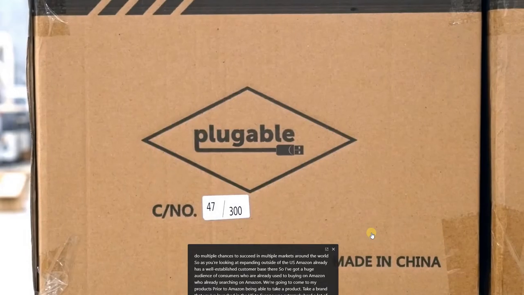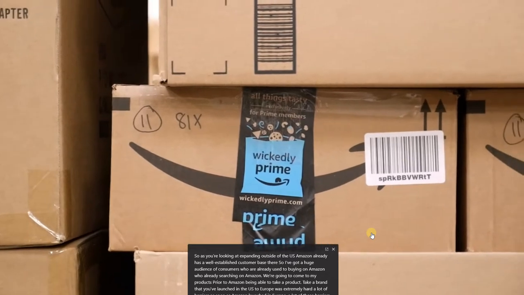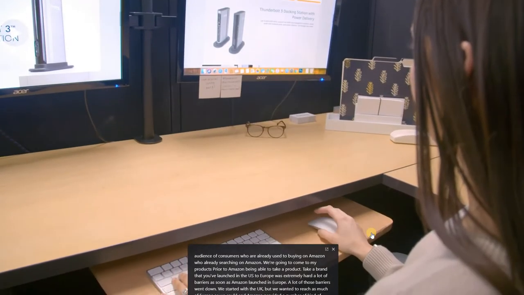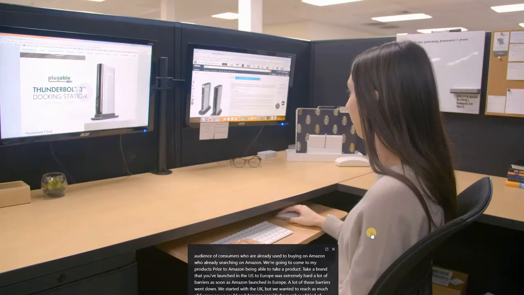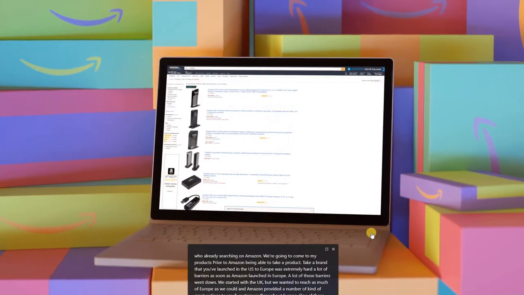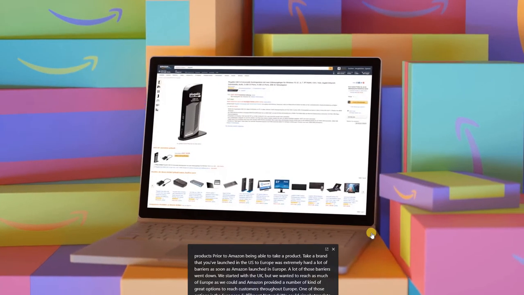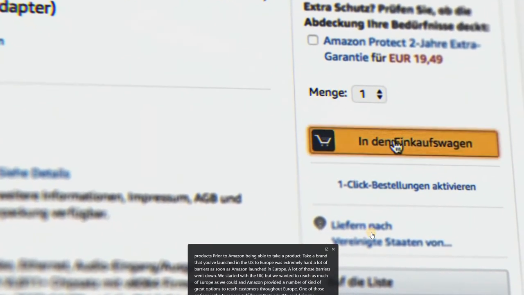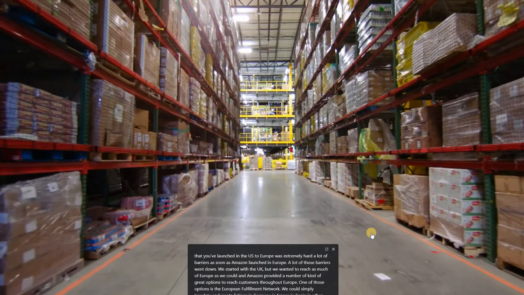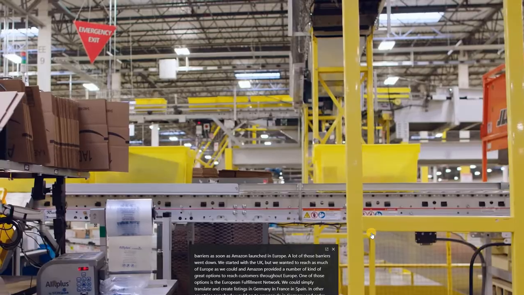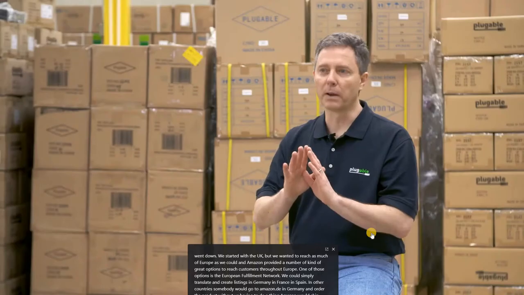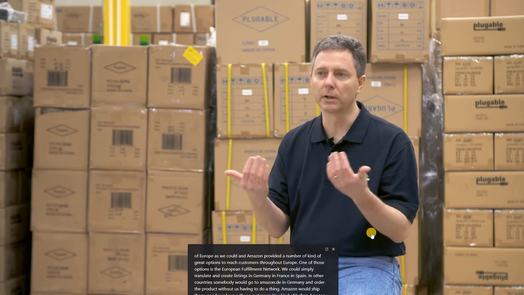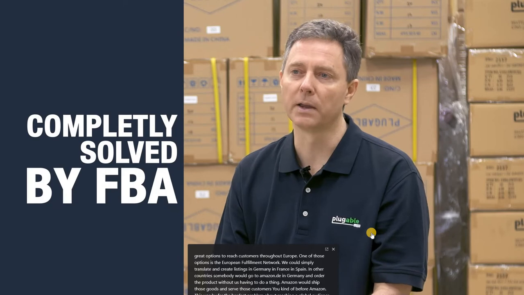We started with the UK, but we wanted to reach as much of Europe as we could, and Amazon provided a number of great options to reach customers throughout Europe. One of those options is the European Fulfillment Network. We could simply translate and create listings in Germany, in France, in Spain, in other countries, and when somebody would go to Amazon.de in Germany and order the product, without us having to do a thing, Amazon would ship those goods and serve those customers. Before Amazon, this was by far the hardest problem about reaching a global audience, and this particular part of the problem is completely solved by Amazon FBA.